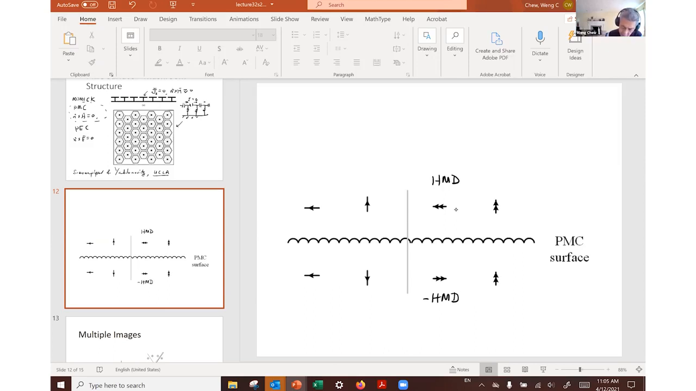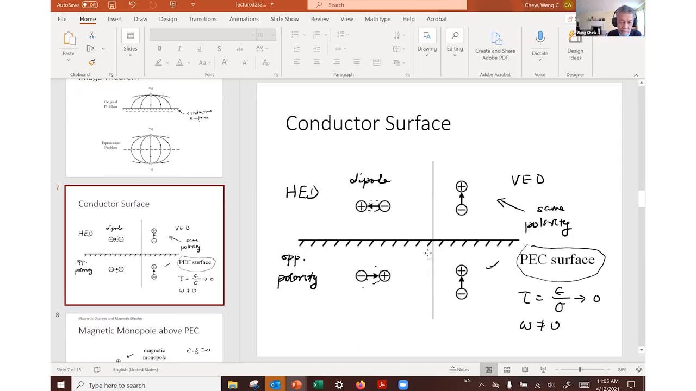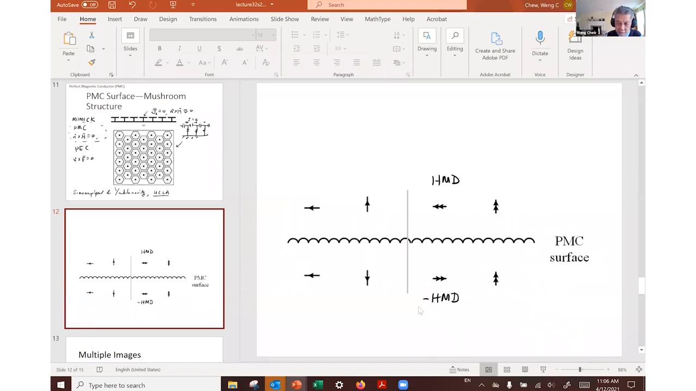Very much like the dual of this problem, that if you have a horizontal electric dipole, it reflects to the negative of itself. Here, a horizontal electric dipole reflects to the negative of itself. This is a PEC surface. By the duality principle, a PEC surface becomes a PMC surface. So when you have this, you can see that this reflects to the negative of itself. And by the same token, if this is a vertical magnetic dipole, it reflects to something that is the same polarity as itself by the duality principle.